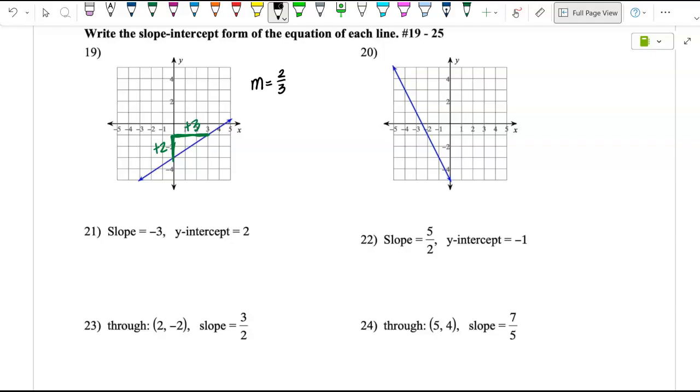And then the other piece of information I need is where does it cross the y-axis? What is that point right there? Yeah, it's (0, -3), which means my b value here is -3. So then I just need to take those two pieces of information. The equation would be y equals 2/3 x minus 3.